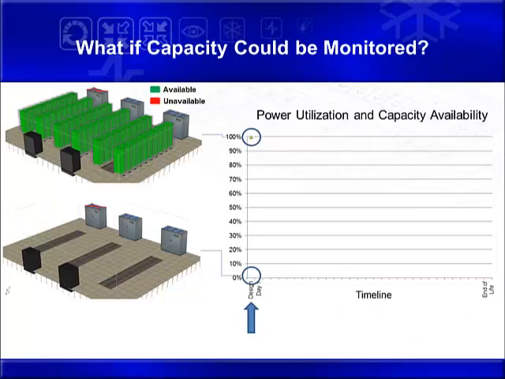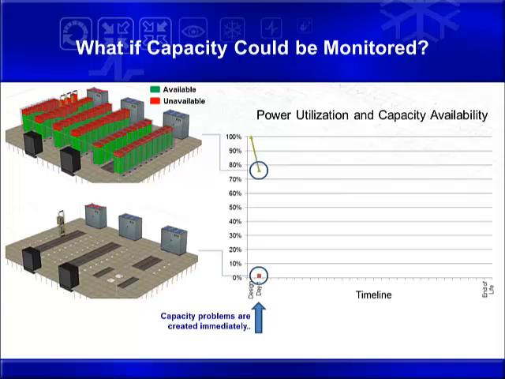What if data center capacity could be monitored in real time alongside power? The data center starts operation at 100% available capacity and 0% power utilization. On day 1 of operation, we can see available capacity drop drastically, even though the IT build-out has just started.